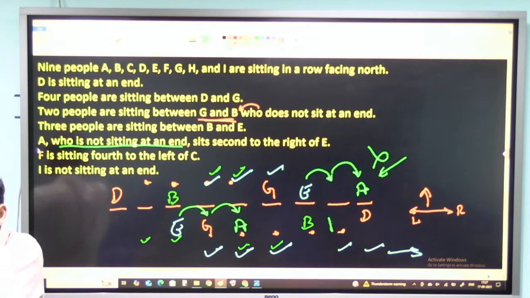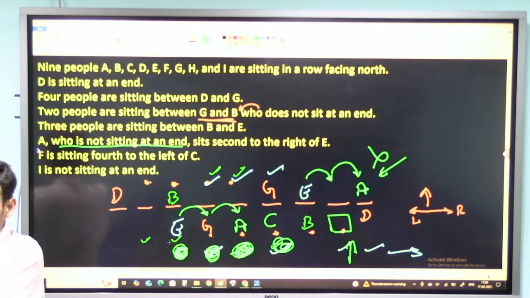If I take, let's say, C here, first left, second left, third left, fourth left. Here this fourth left is already occupied by E, so I can't take C here. The second option for me is C here, first left, second left, third left, fourth left. Now I have a place for F here. If I am taking C here and here, then towards this end I will not have a place for F, so I can't take C here and here. So the only place left for C is this one. Now I have fixed F and C.